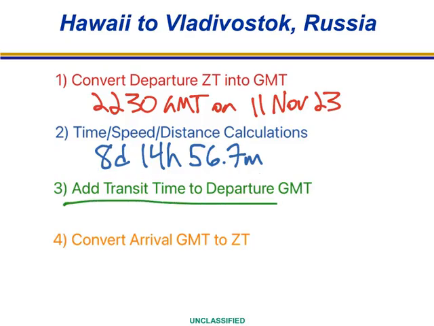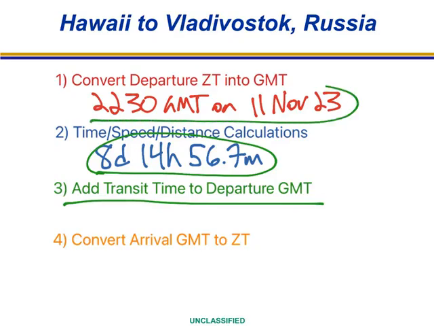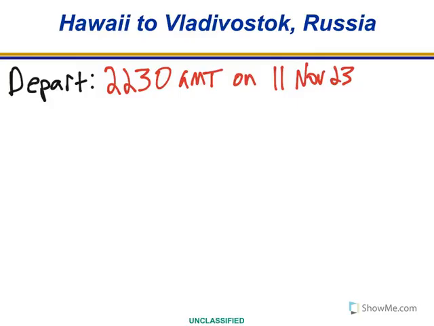For this video, we're going to add our transit time of 8 days, 14 hours, 56.7 minutes to our departure time in GMT of 22:30 GMT on 11 November 2023, and that will give us our arrival time in Vladivostok in GMT. So we figured out that we're going to depart our op box at 22:30 GMT on 11 November 2023. Let's go ahead and add our transit time.